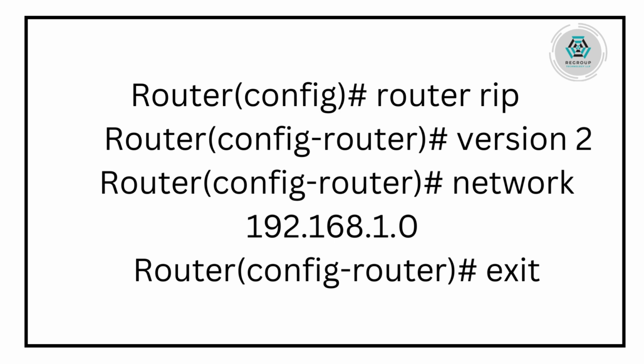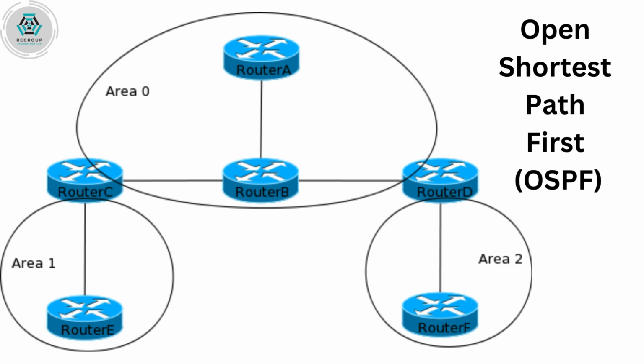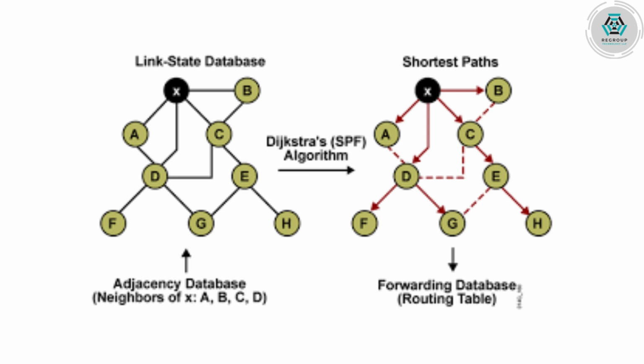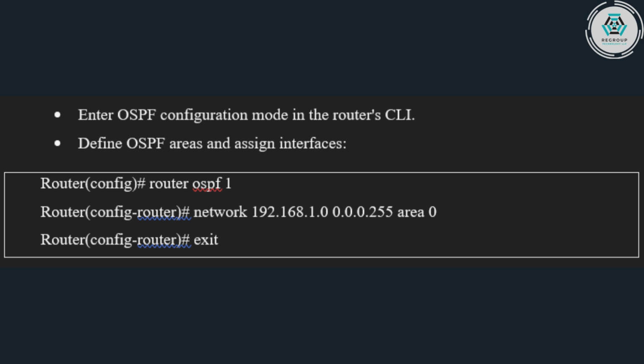Configuration steps: access the router's CLI and enter global configuration mode. Enable the RIP routing protocol. 2. Open Shortest Path First, OSPF. OSPF overview: OSPF is a link state routing protocol used in larger and more complex networks. It uses the Dijkstra algorithm to calculate the shortest path. Configuration steps: enter OSPF configuration mode in the router's CLI. Define OSPF areas and assign interfaces.